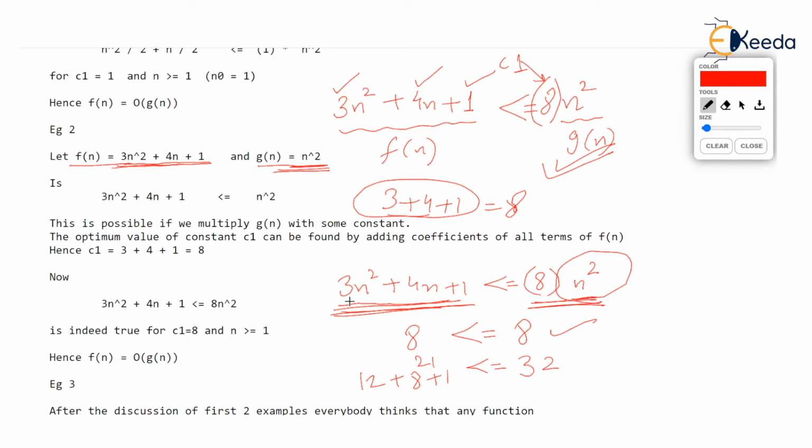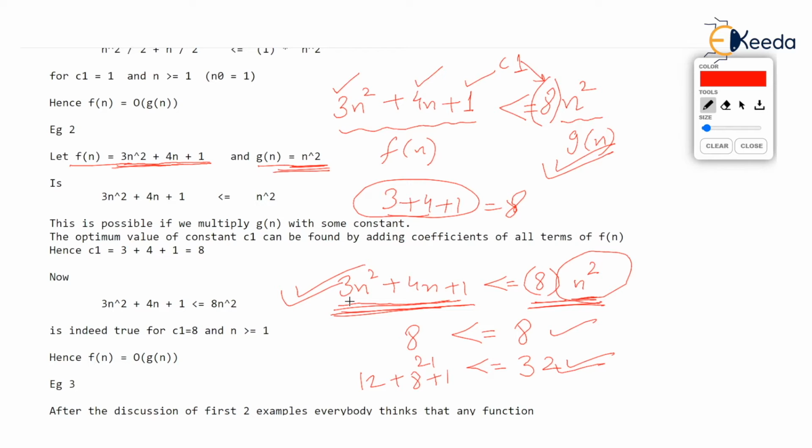Check that this relation, that is Fn less than or equal to C1 times Gn, will be forever true now for any value of n up to infinity. Up to 3, 4, 5 on both sides, you will always get LHS, left hand side, less than or equal to RHS, right hand side. So we have proved that Fn is less than or equal to C1 times Gn. Hence, once we have proved it, we can say that Fn is equal to big O of Gn. I hope you understand.